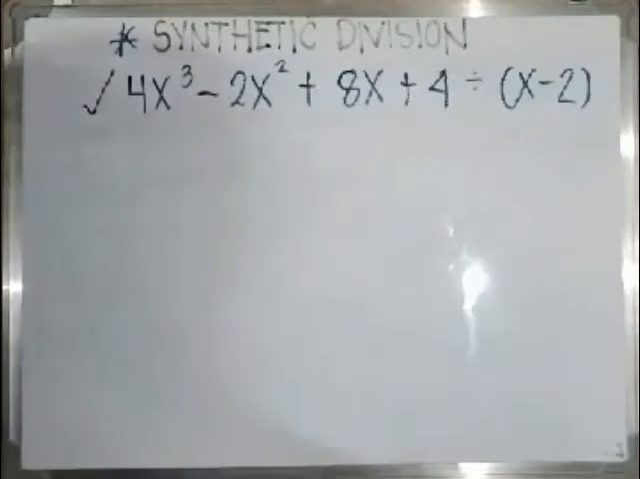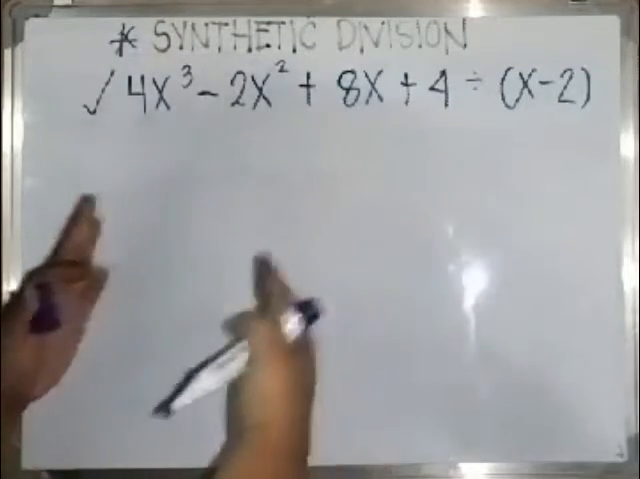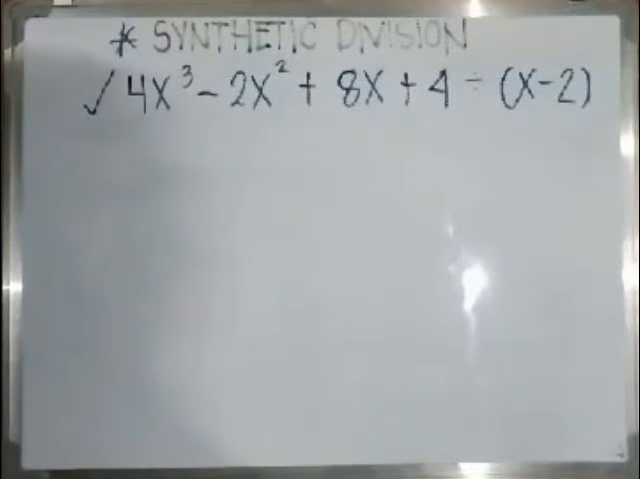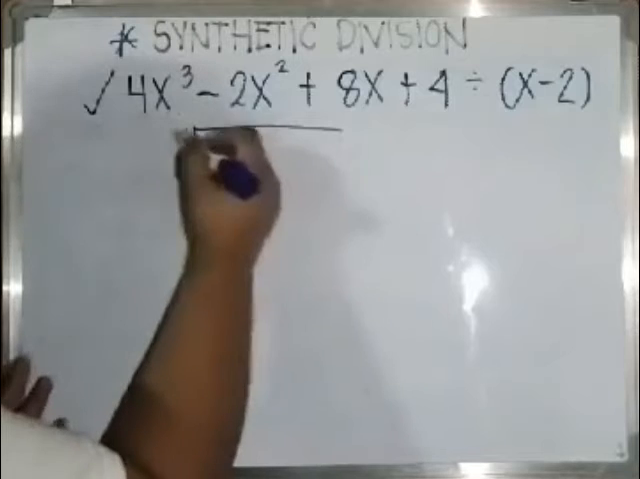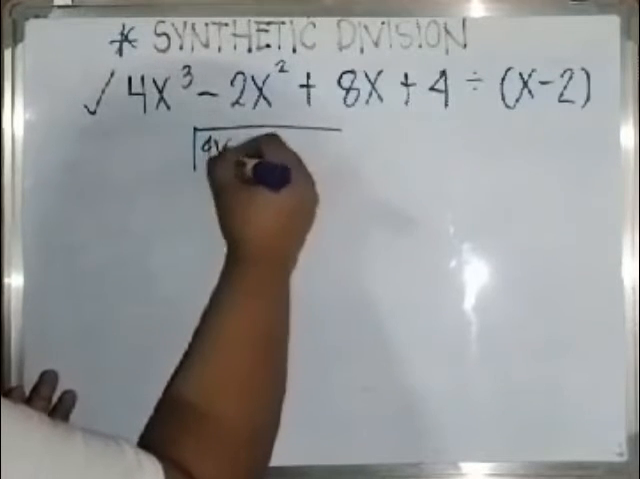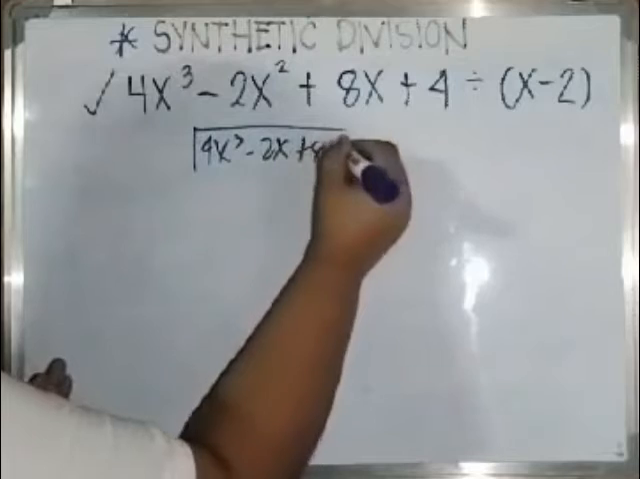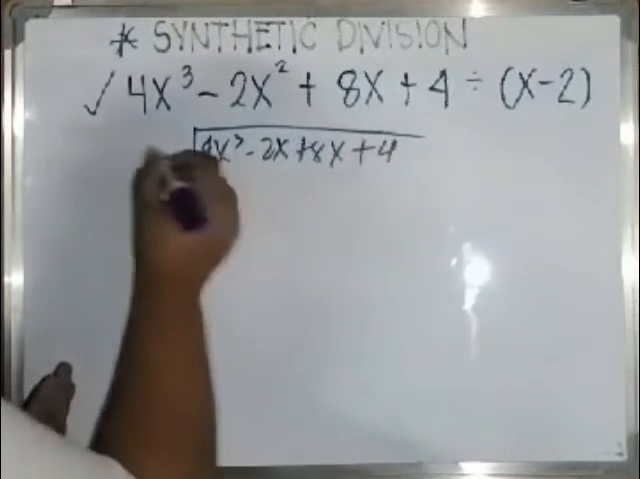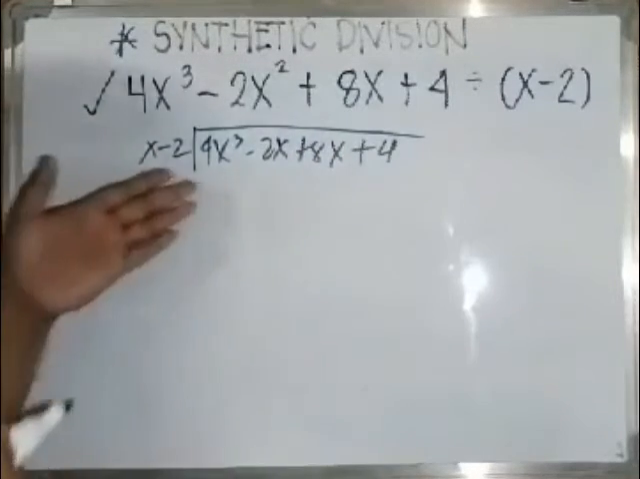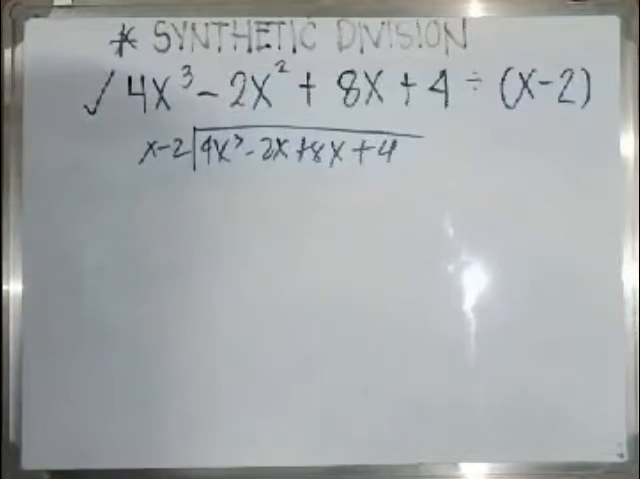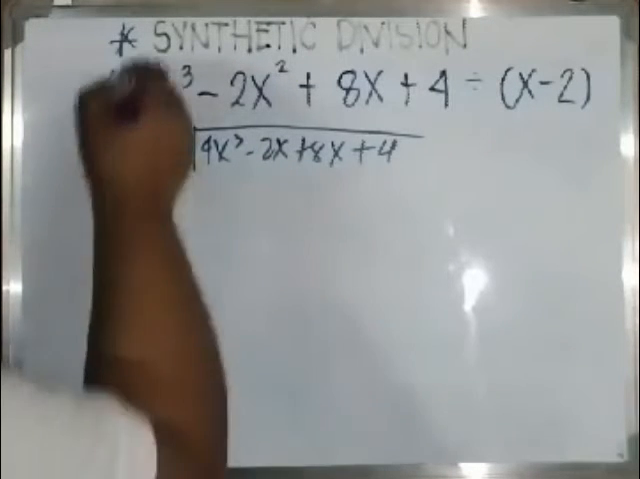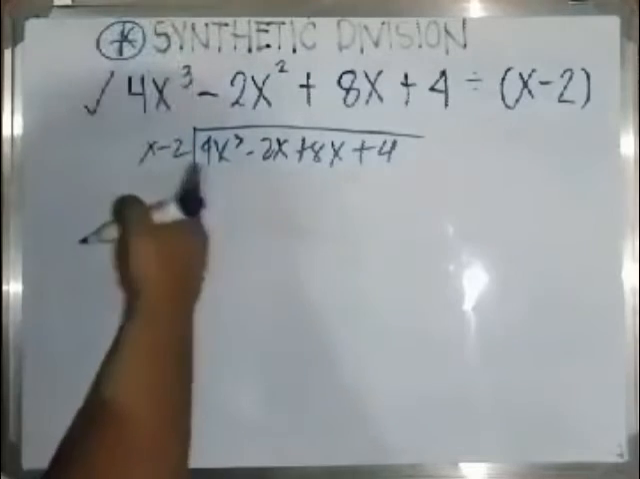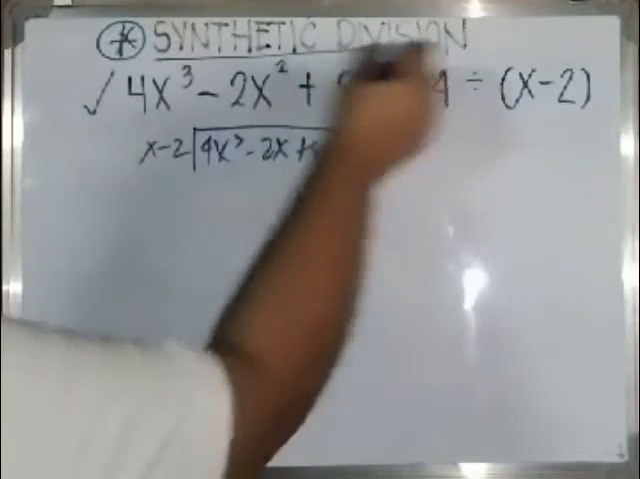Usually when we divide this, we do long division, just like in dividing whole numbers. You would put 4x cubed minus 2x squared plus 8x plus 4 divided by x minus 2. This intimidates most students, because for them that's hard. So we have another way of dividing without using this. We call it synthetic division.